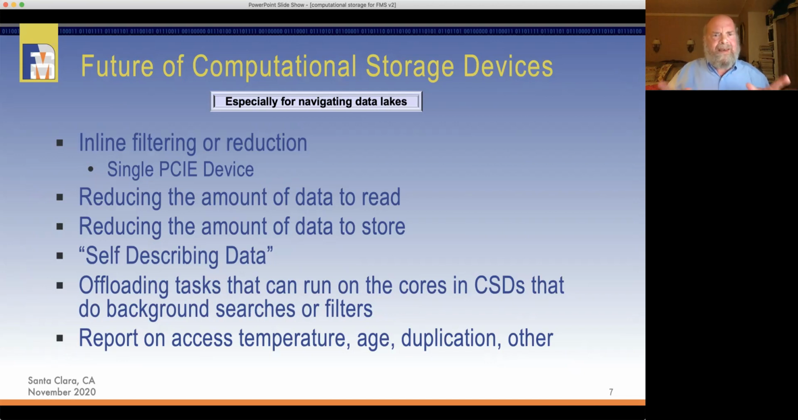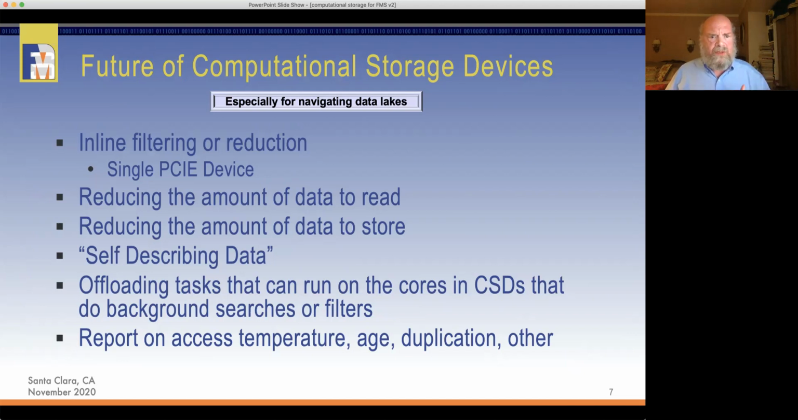To do any of this, especially the inline filtering, there has to be a way of describing the data inline so that you can tell. There are tags associated or simple ways to do the filtering that is required. I know the SNIA computational storage team is looking at ways of doing this. So that is reducing the amount of data to read, reducing the amount of data to store.